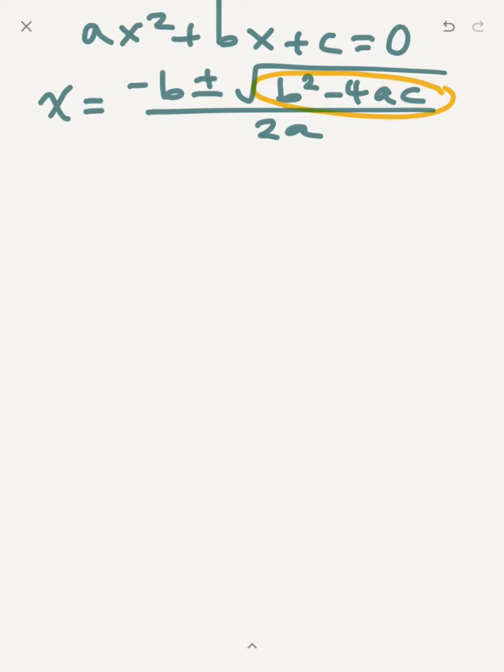So we just want to talk about that square root part. When we're talking about discriminants, we're not trying to find the solution to the equation. What we are trying to find is just how many solutions there are. So we're doing part of the problem, we're not doing the entire problem.